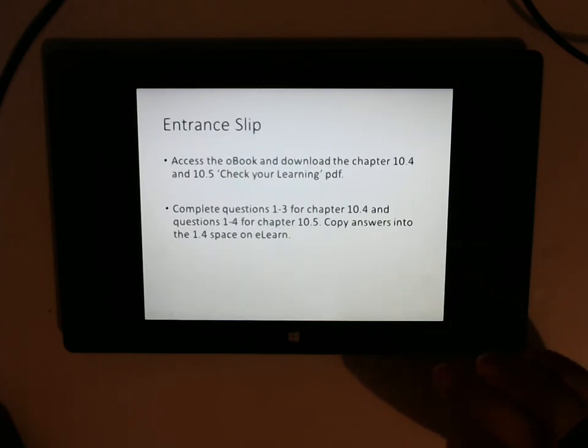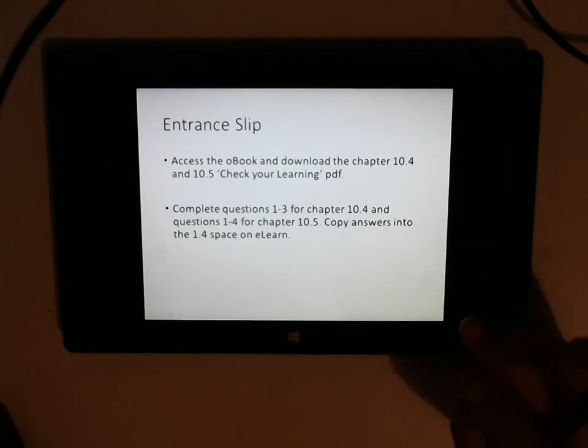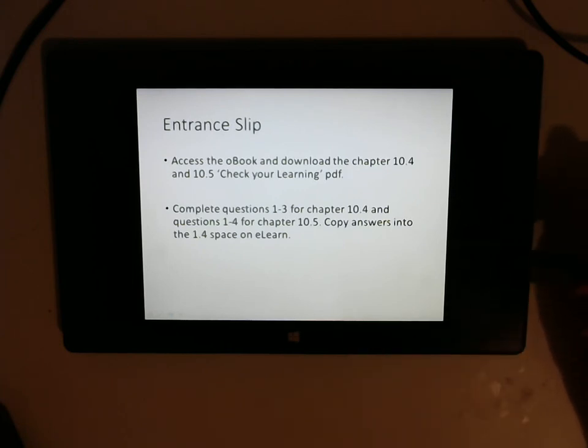Before you come to class, please, you get a little bit more work on this one. I would please complete questions 1 to 3 in chapter 10.4 and questions 1 to 4 in chapter 10.5. Copy your answers into the 1.4 space on eLearn, so there'll be some questions labeled 1 to 3, and then some questions labeled 1 to 4. I'll make sure to make them distinct for you.